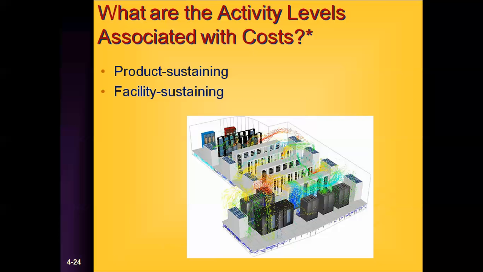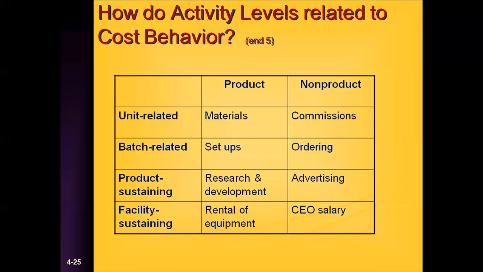And then last but not least, the fourth cost that is associated with activity levels are the facility sustaining costs. Now, as you might expect, these costs are the costs incurred to maintain the operating capacity. Meaning the costs that you need to essentially operate your factory. These costs typically do not vary in the short term. So let's give some examples of these particular types of costs.